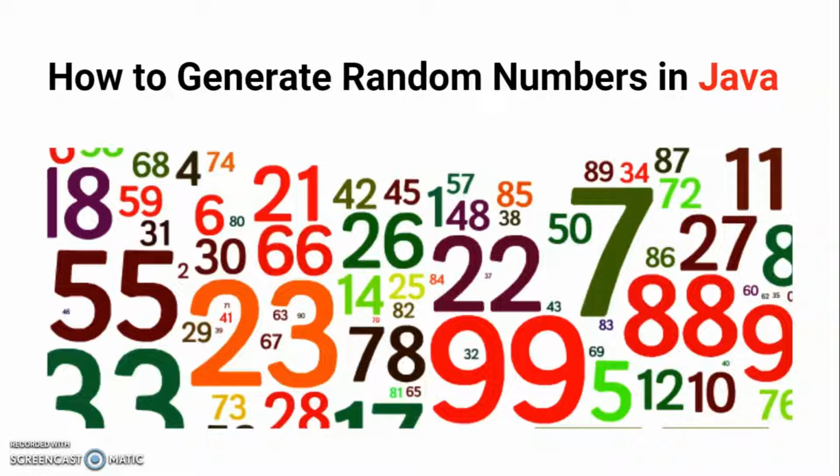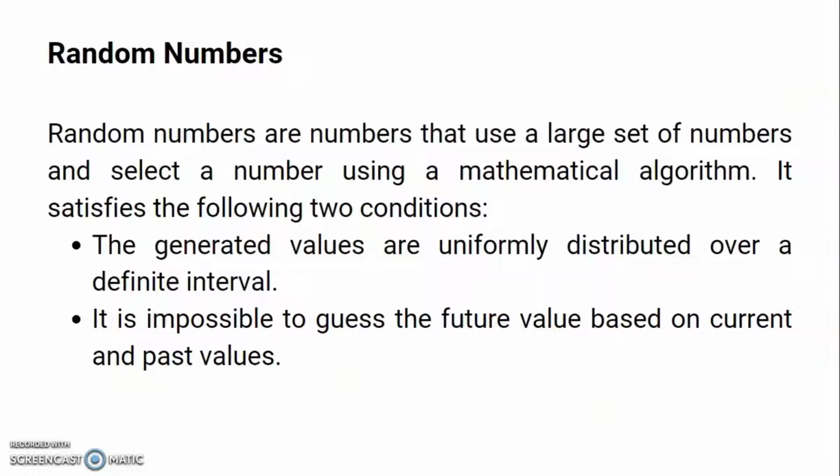Many applications use the OTP part, right? One-time password. The best example of random numbers is a dice, because when we throw it, we get a random number between 1 to 6. So in this section, we'll learn what a random number is and how to generate random numbers in Java. Starting with what are random numbers.